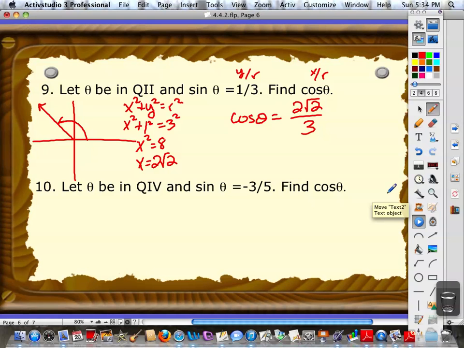Now, we're in the second quadrant. So in the second quadrant, the cosine, which is related to x, has to be negative. So our final answer is that the cosine of theta is negative 2 times the square root of 2 divided by 3. Okay. So we figured out our value, got our number, and then went back and said, okay, what quadrant are we in? We're in the second quadrant. Well, in the second quadrant, cosines are negative because they're related to the x's. Okay? So, take a minute, pause the video, and try number 10 and see if you can get that before you watch the solution.